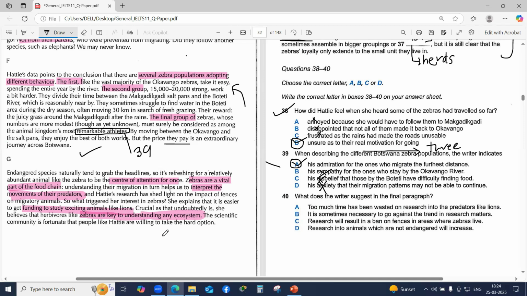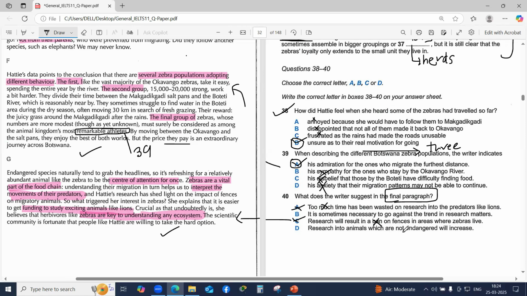Last one, 40, it's right here. What does the writer suggest in the final paragraph? So what is she suggesting? She's suggesting that zebras are very important. Too much time has been wasted. No. Research will result in ban on fences in zebras. It will not result in any ban on fences. She shed light on the impact of fences. So ban on fences also you can eliminate. So A and C strike out according to our knowledge or inference.